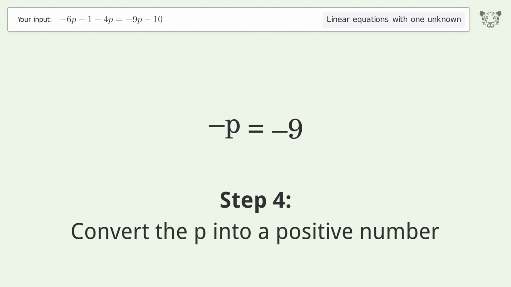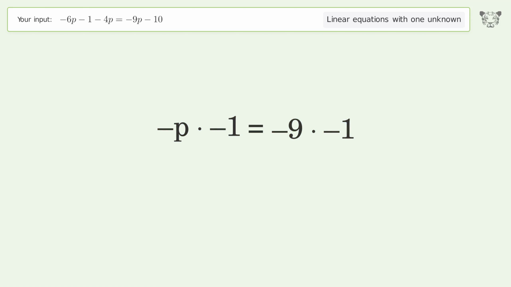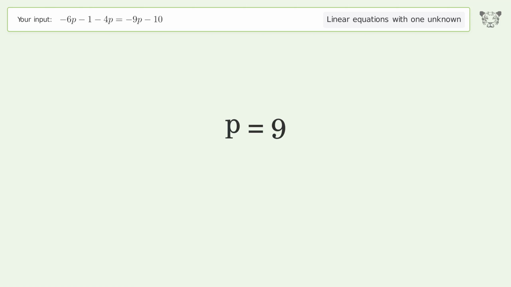Convert the p into a positive number. Multiply both sides by -1. Remove the ones. Simplify the arithmetic. And so the final result is p equals 9.